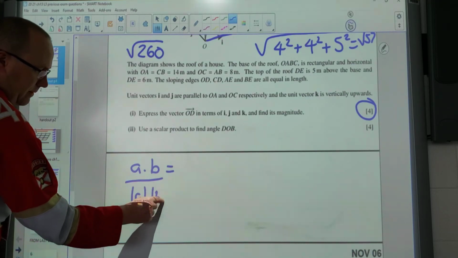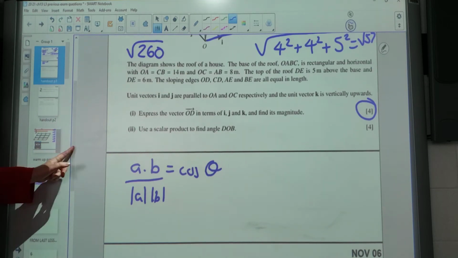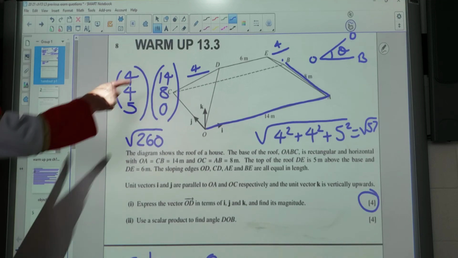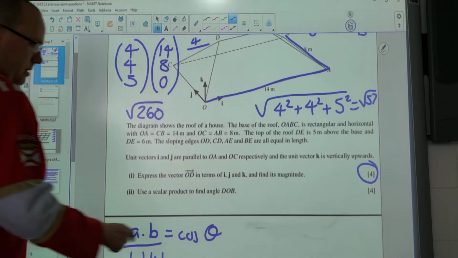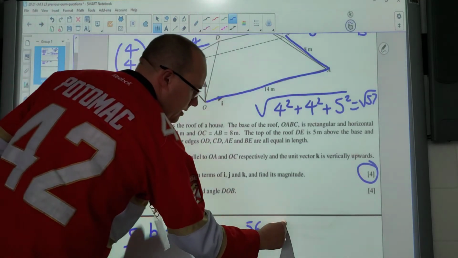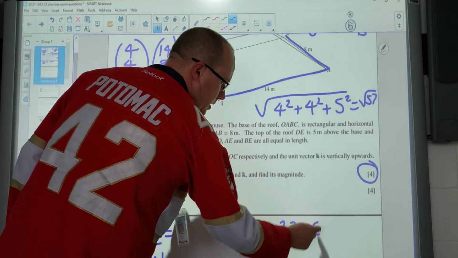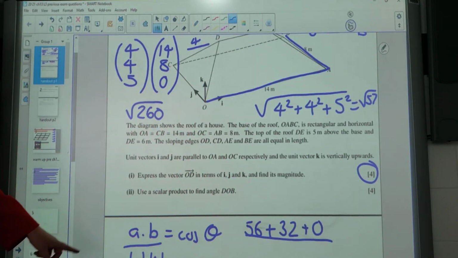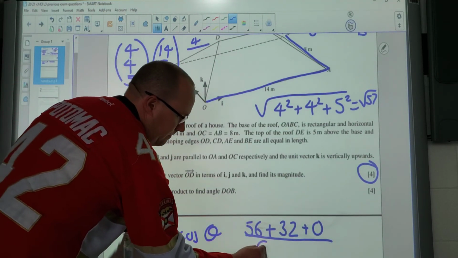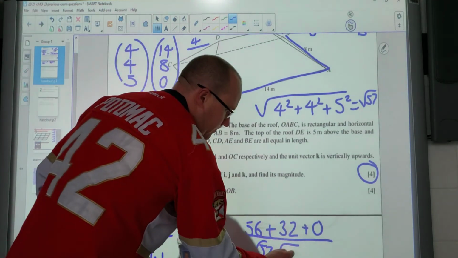I'm taking this directly from the formula sheet, is this formula here. I haven't worked out the dot product yet, but I deliberately wrote these next to each other to make it easier to work out. So I got 4 times 14, which is 56. I have 4 times 8, which is 32. And then 5 times 0, which is 0. And the length of a I'd already worked out from the first part, that was square root of 57. And square root of 260 was the length of this vector.